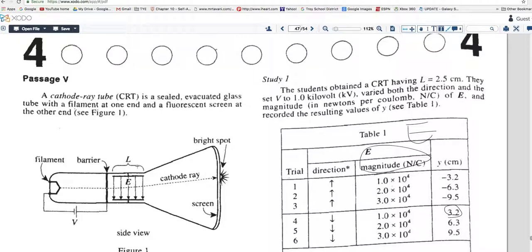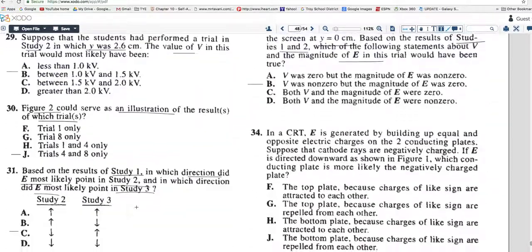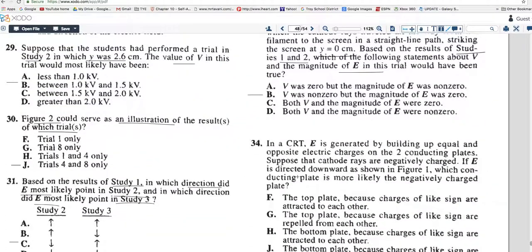You do not need that prior knowledge to answer this question. This would be the positive end of the plate. This would be the negative end of the plate. How you do it is, in a CRT, E is generated by building up equal and opposite electrical charges on the two conducting plates. Because the cathode rays are negatively charged, if E is directed downwards, as shown in figure 1, which conducting plate is more likely negatively charged?